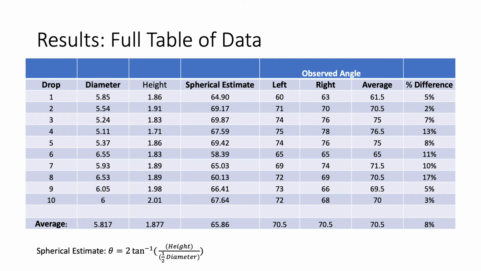Now, ironically, it turned out that the left and right side averages ended up being exactly the same over the course of the 10 droplets. So for that one, I got an observed angle of 70.5 degrees. So that shows about an 8% variation overall throughout the experiment.